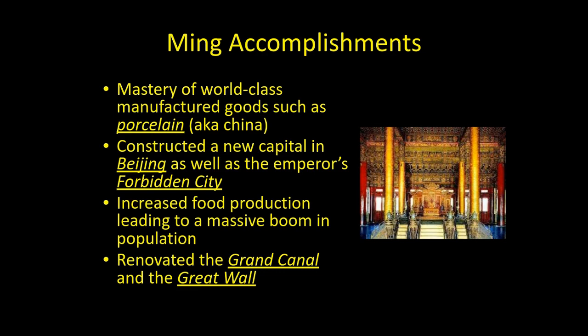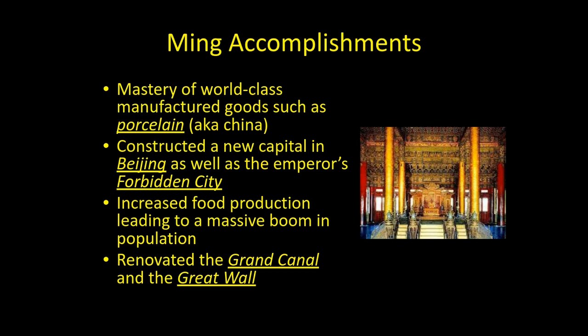Other things that the Ming were very well known for is they built a brand new capital city of Beijing, which is still to this day the capital of China. And then they built an entire city where the emperor and his wives would all live. Yes, I said wives, because the Ming emperor would usually have somewhere around 100 to 200 wives for himself, and they would all live in the Forbidden City with him.